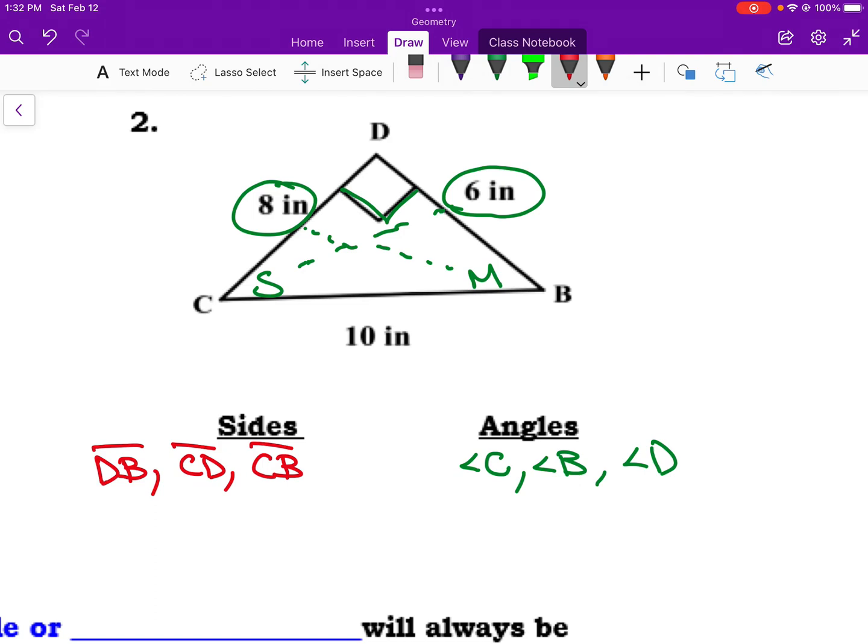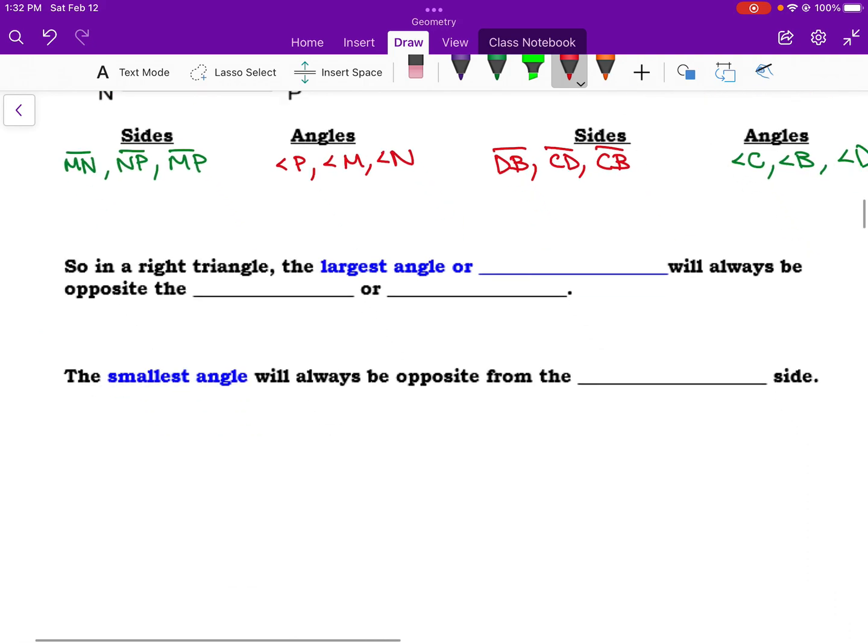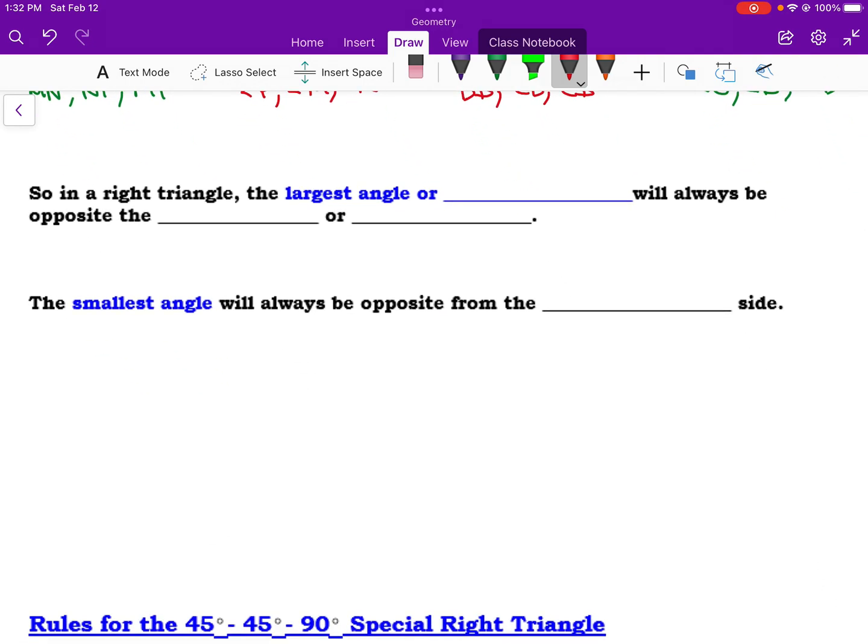And that will come into play again today in these ratios that we're going to introduce. Okay, so to kind of a little summary here, in a right triangle, the largest angle, well, let's see if we can work this backward. We know that the largest angle will always be opposite the longest side, which is the hypotenuse.